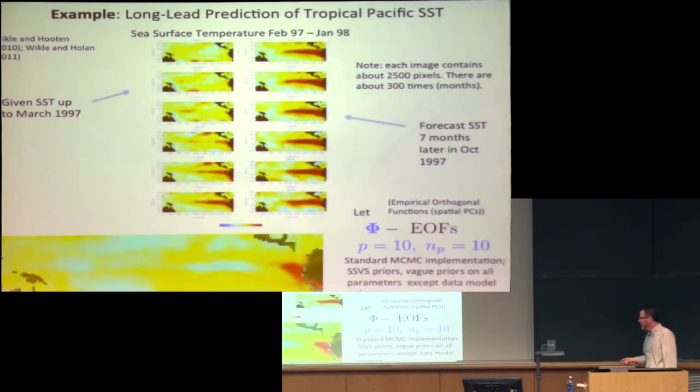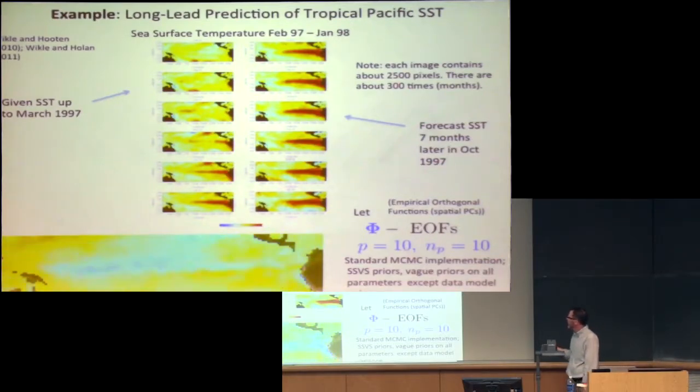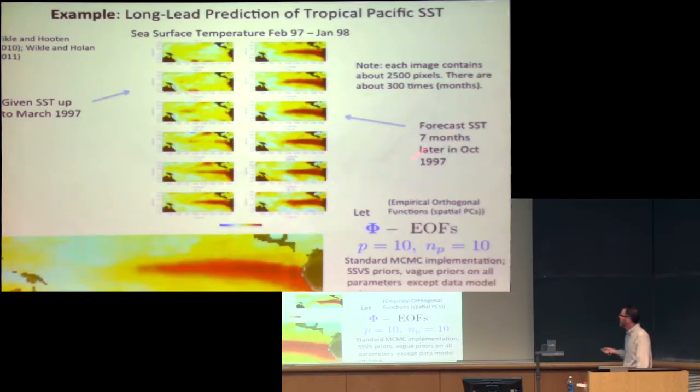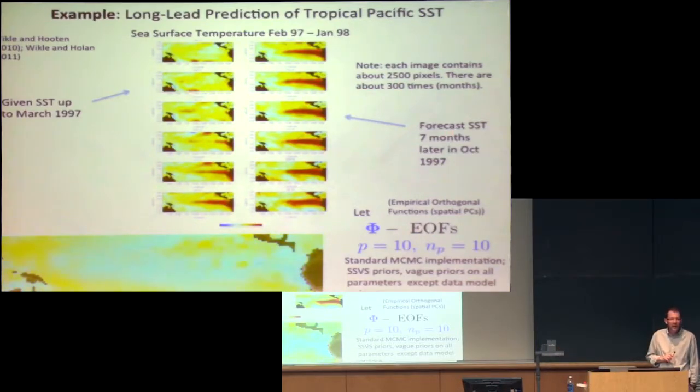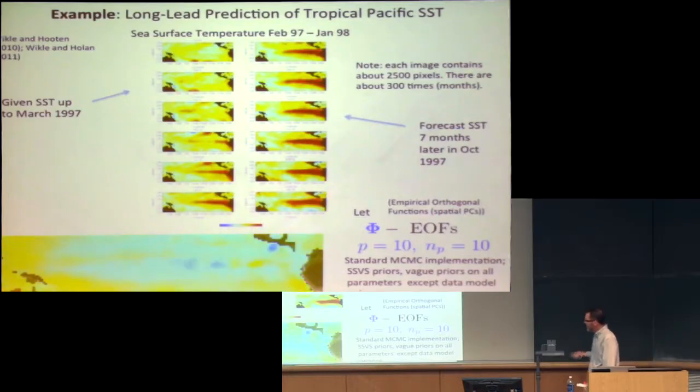Okay. And you can see its evolution here, followed by a La Nina cold period. Okay, so El Nino just means warmer than normal. La Nina means colder than normal. So that's an important thing to do. So in this case, we've got 2,500 pixels in each of these things, 300 times, fairly large dimensional data set. But the key is that most of the dynamics is happening on a lower dimensional manifold here.